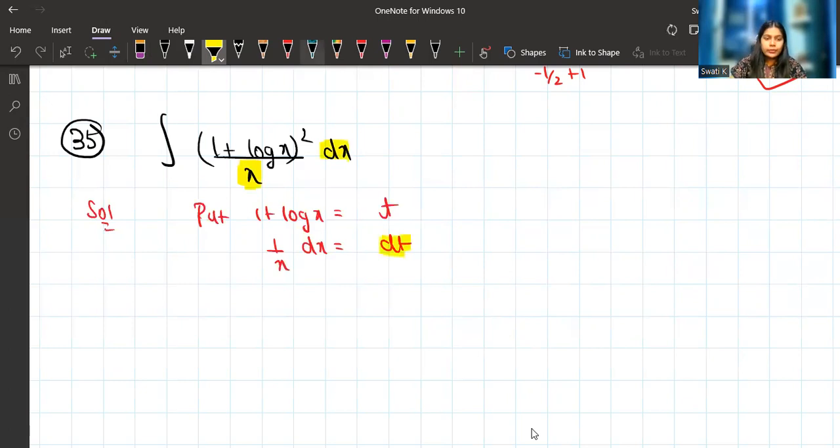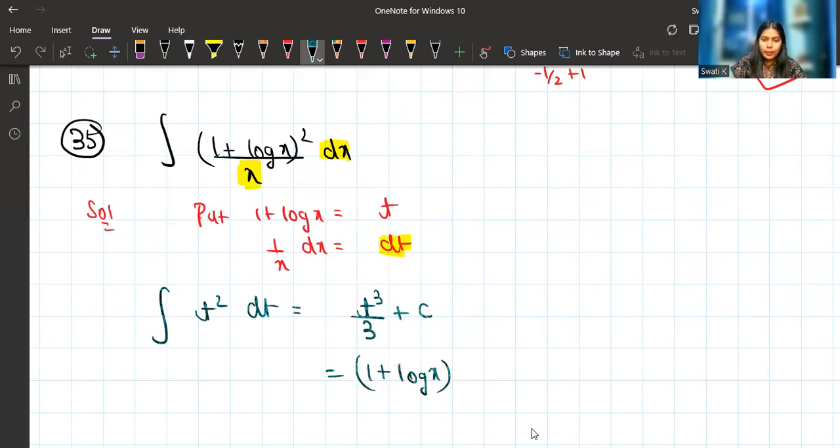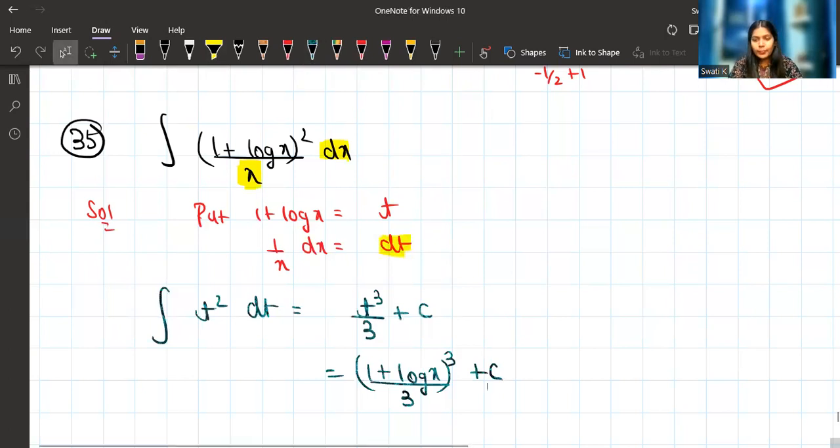So I can write the question as integration of 1 plus log x, which is t square, and then this 1 upon x dx is dt. Now by using the formula, this is very simple: t cube upon 3 plus c. T is nothing but 1 plus log x, so it is 1 plus log x whole cube upon 3 plus c. I think this was a super simple question, the 35th question. Now let's move to the 36th question quickly.